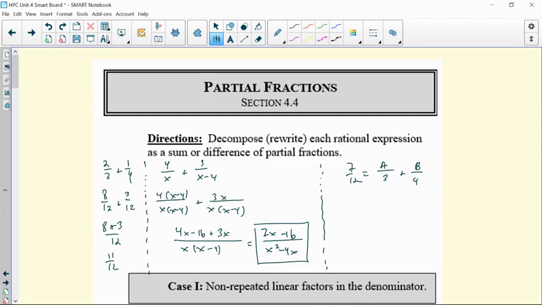But to make this a little easier to think about, I could multiply both sides by 12. And when I do that, the 12 and the 12 cancel there, so it's just a 7. And then 3 goes into 12 4 times, so it's 4a. And then 4 goes into 12 3 times, 3b. Now, it's only one equation, but it seems easier to find.